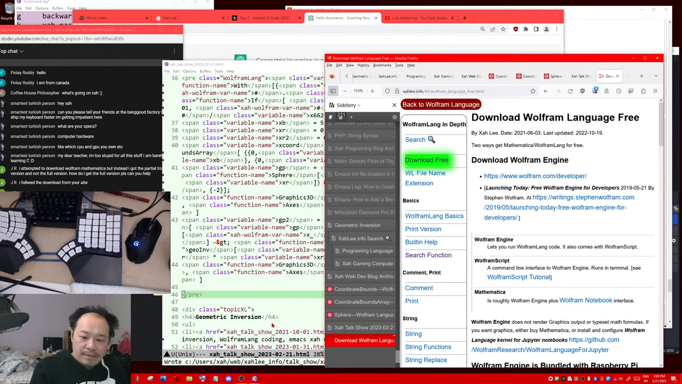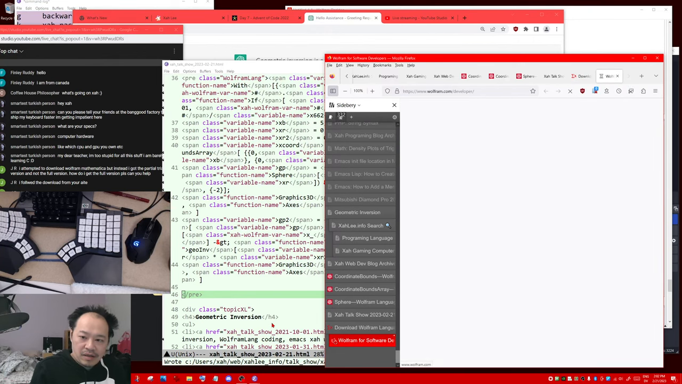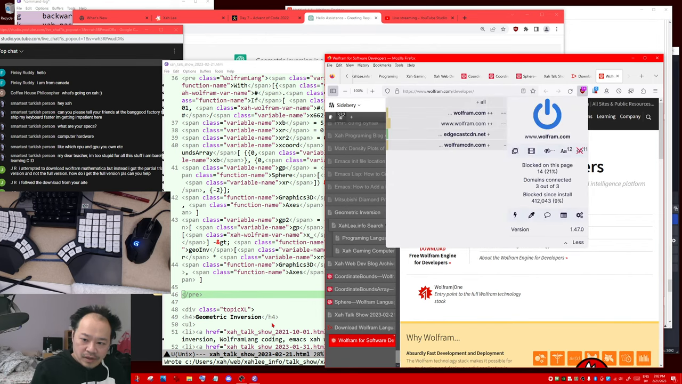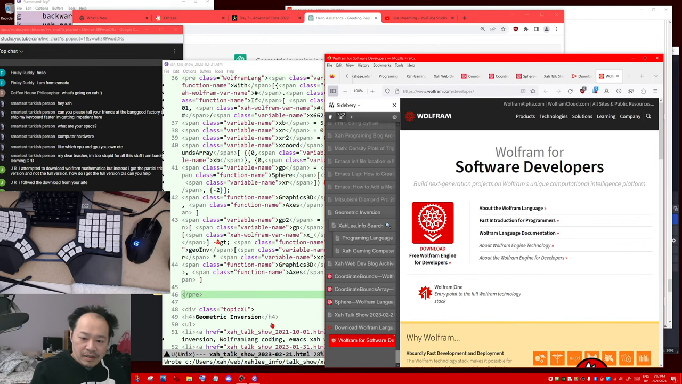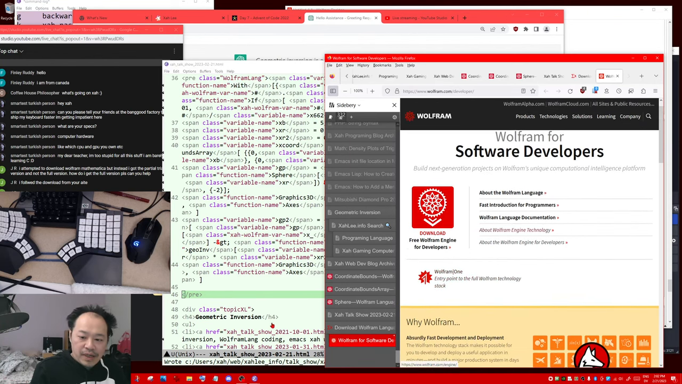So you said you attempted to download Wolfram Language Mathematica. You have to download the Wolfram Language engine. That's what you download. So you click here, download Wolfram Language developers, turn on JavaScript and turn on cookies. And if you do that, free download, okay, so click on that.